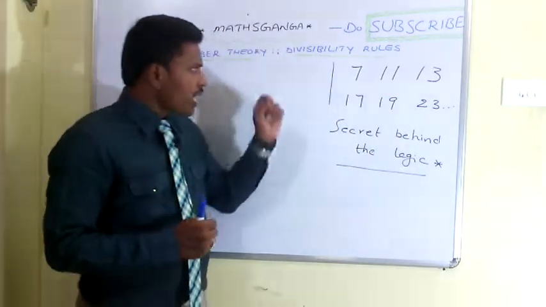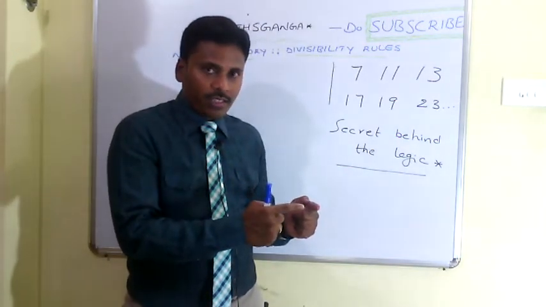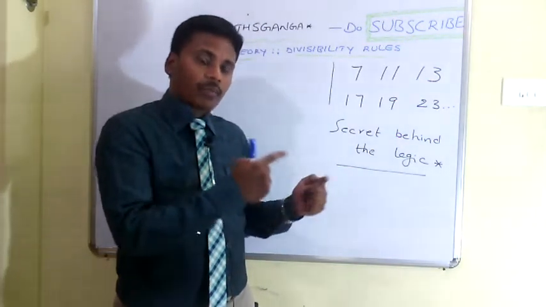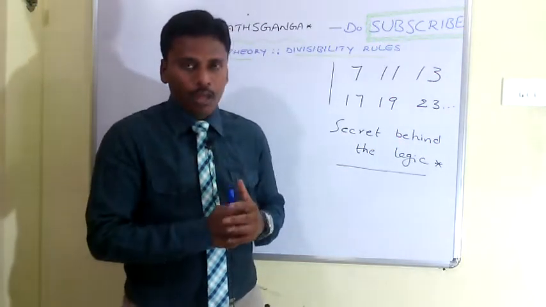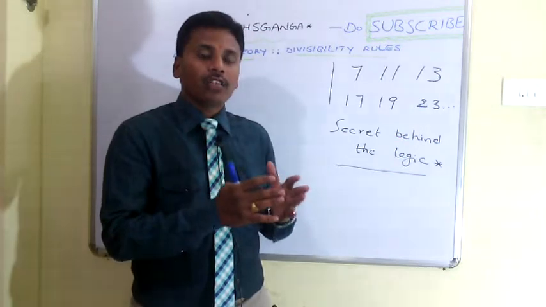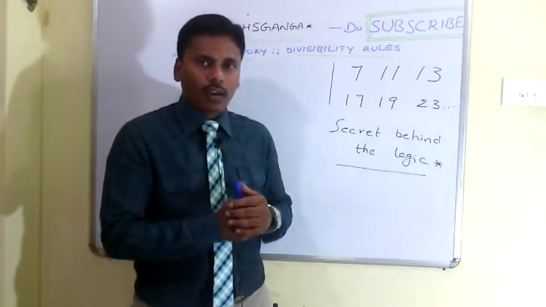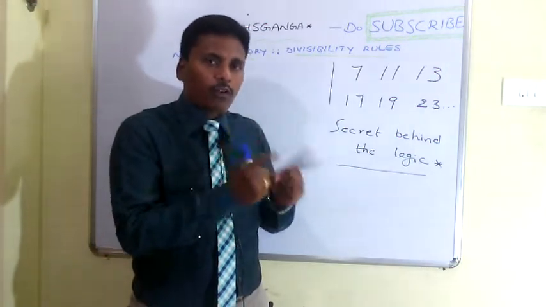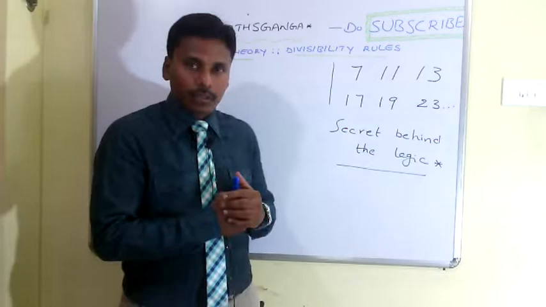Coming to 7, the divisibility rule I mentioned is: multiply the last digit by 2, subtract from the remaining number, and continue the process to reach a 7 multiple. Why do we have to multiply the last digit by 2? Why not by 3? Why not by 4, like that? Why do we need to multiply only by 2? And why do we have to subtract from the remaining number?